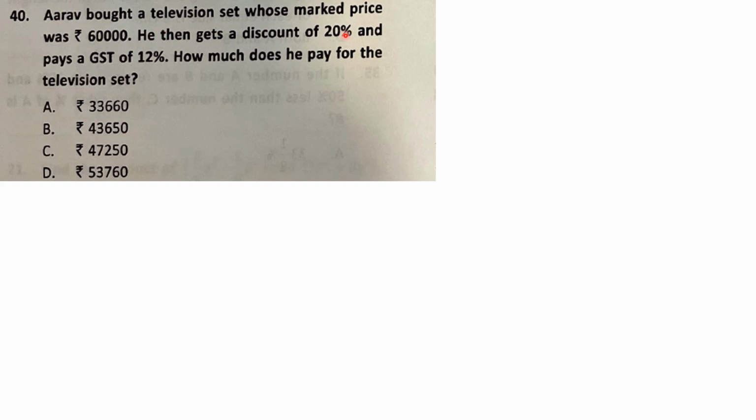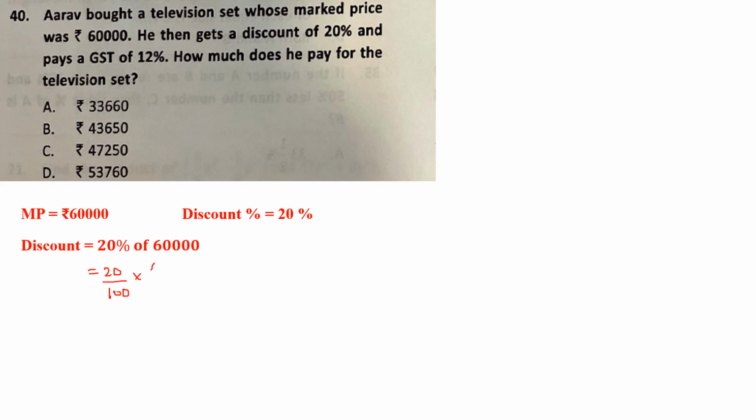So the discount is 20% and we know that the discount amount we always calculate on the marked price. The marked price is 60,000 and the discount is given as 20%. Now the discount amount will be 20% of 60,000. So 20% means 20 by 100 into 60,000. Now 20 and 20 cancel, so it will be 12,000 rupees that he is getting as a discount.